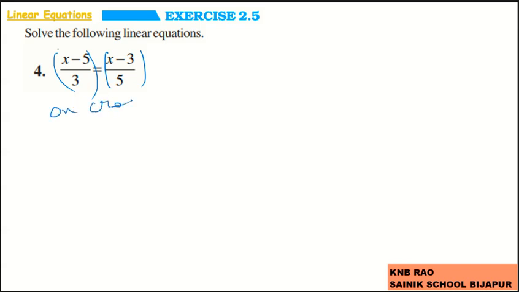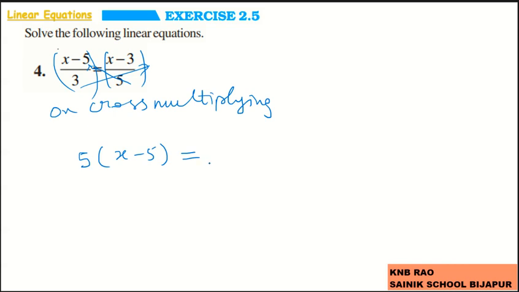On cross multiplying, that means 5 comes and multiplies x minus 5, and this 3 comes and multiplies x minus 3. This is one method. We shall solve this now. Another method I'll solve in the next slide.